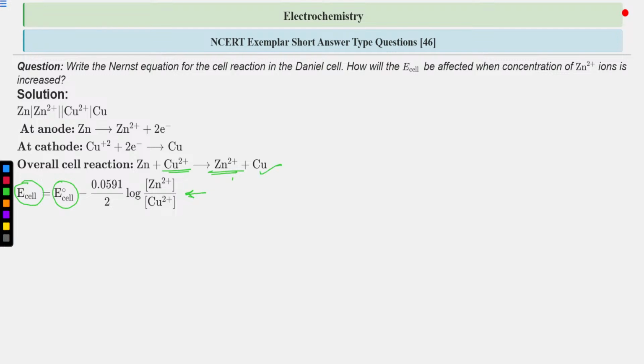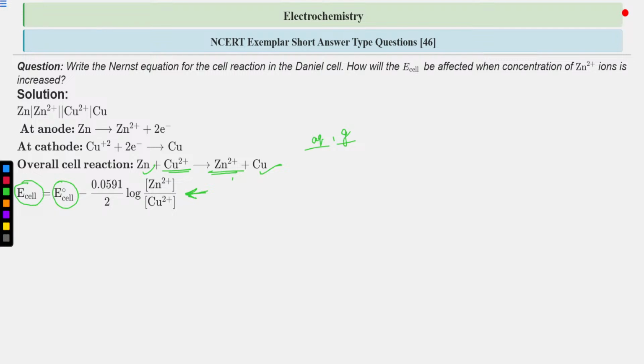Okay, copper and zinc here are in solid form, that's why we are not considering them in the product and the reactant, in the numerator and the denominator respectively. But copper 2 plus and zinc 2 plus are in aqueous form, so that's why we are considering them here. Only the aqueous or the gaseous form product or reactant will be considered in the log term. So this is the representation of the Nernst equation.